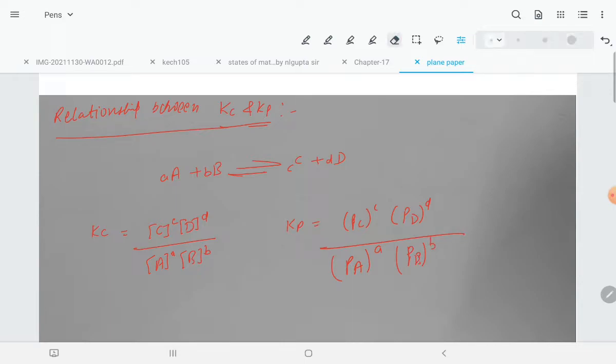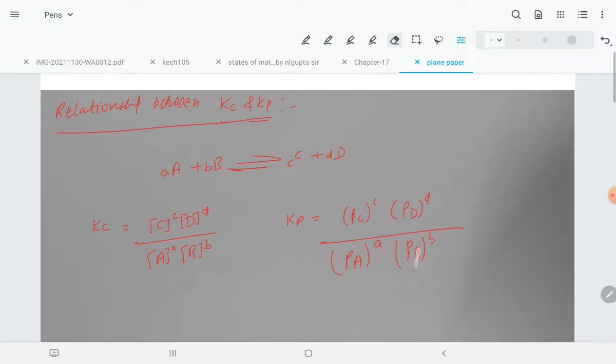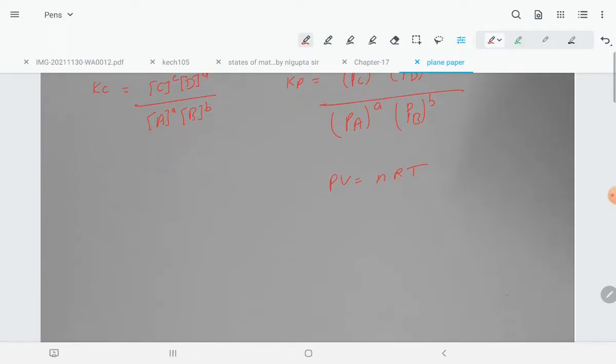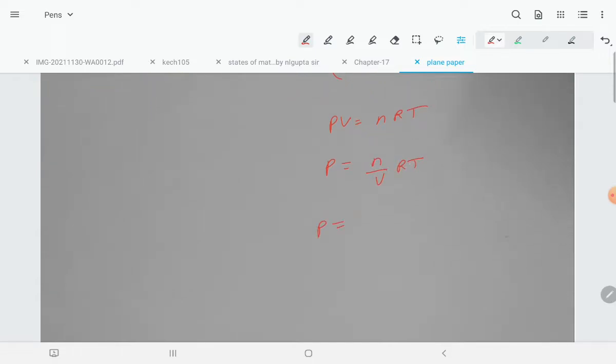Now students, keep in mind one thing: these are partial pressures, and we know very well that PV is equal to nRT. So P is equal to n by V times RT, or P is equal to n by V, which means molar concentration, times RT.